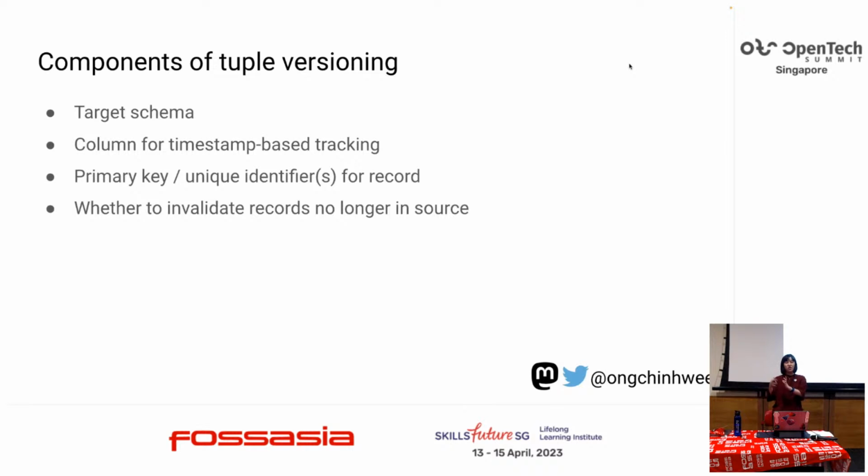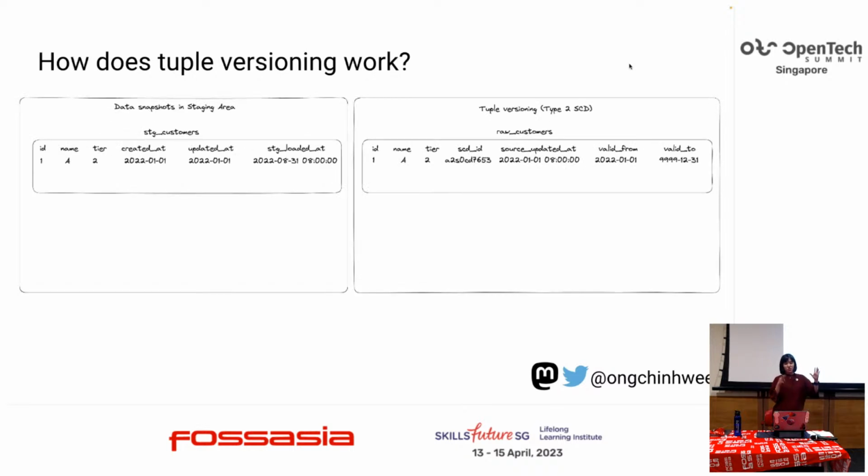So some components: you need to know where you are going to save your tuple versioning, you need to know where to track, you need to know what the unique identifier is, and you need to know whether to invalidate records no longer in the source, because sometimes you may delete the record. So this is an illustration of how tuple versioning works.